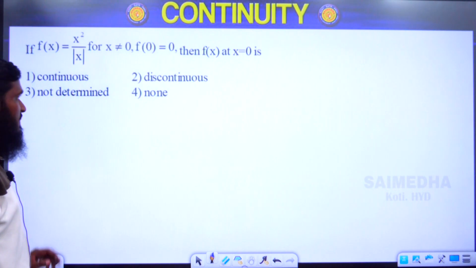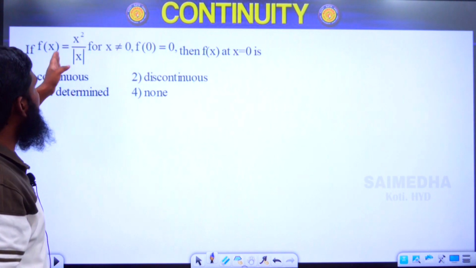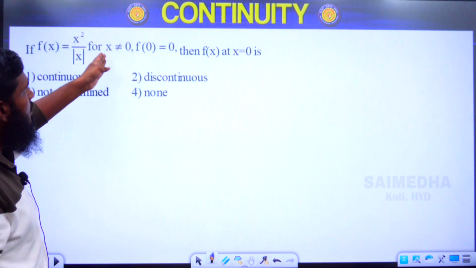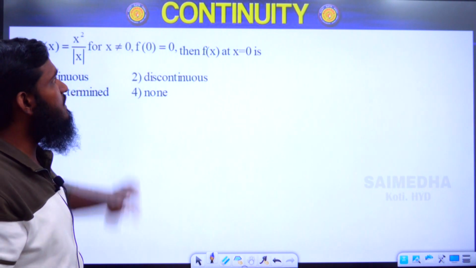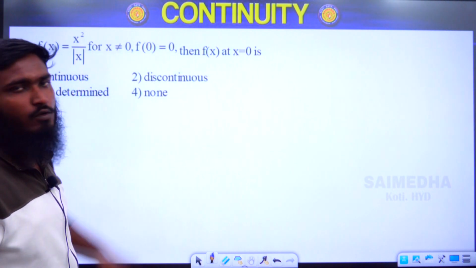Discontinuous. Now let us go for the next question. If f of x is equal to x square by mod x for x not equal to 0, f of 0 is equal to 0, then f of x at x equals 0 is.